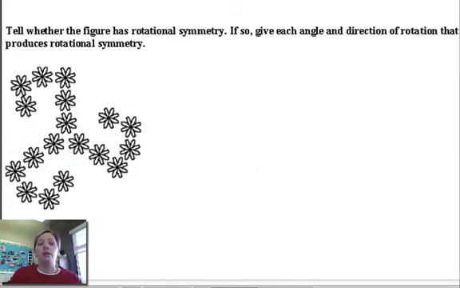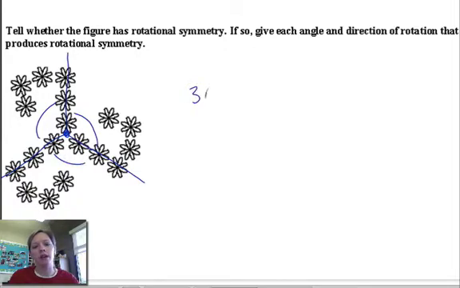Tell if the figure has rotational symmetry. Well, we can see if we were to rotate this figure a little bit, it would land on top of itself. Remember that little thing where we draw lines that go out from the center and look at each different part of the figure. So we want to figure out what this angle of rotation is.